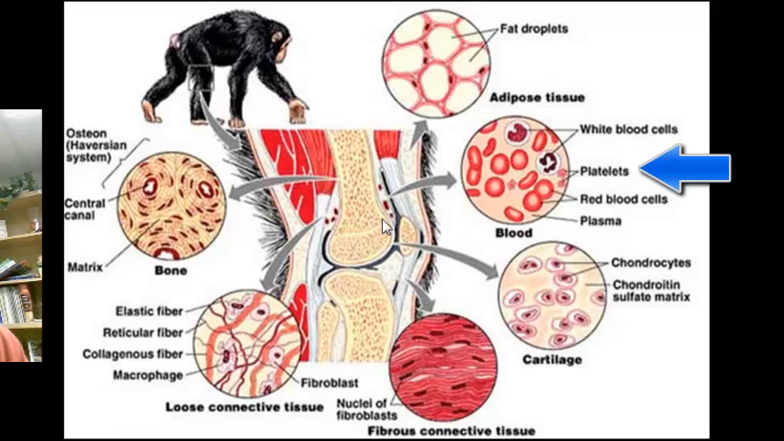Erythrocytes are red blood cells that carry oxygen and carbon dioxide, so they're going to transport substances. White blood cells, on the other hand, are part of the immune system, and they're going to help protect against diseases. And then last are the platelets, and these are pieces of cells that are going to help plug damaged blood vessels to stop bleeding.